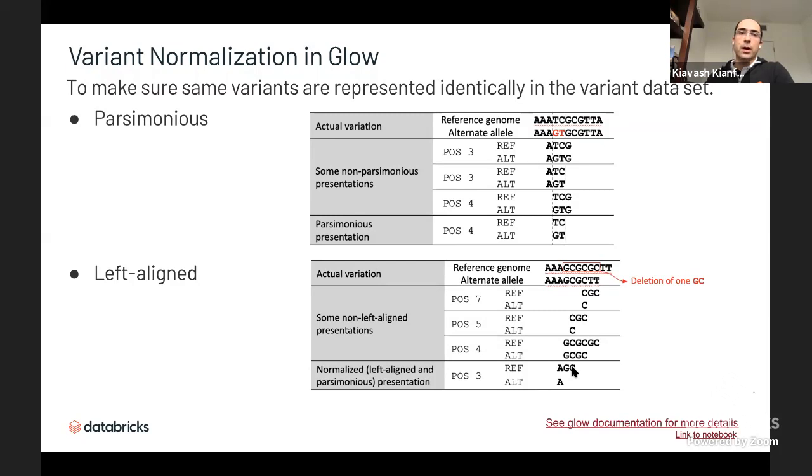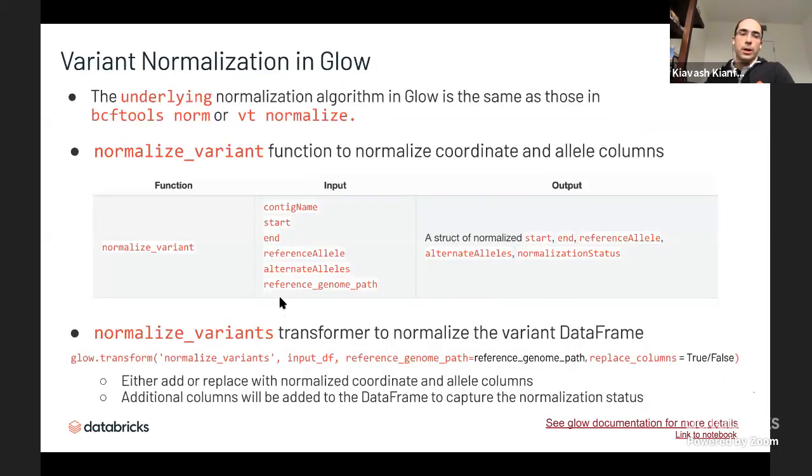The way this is done is again using a function or a transformer. Here I talked about the transformer for the sake of time. So again, you have normalize variants with an input data frame. You have to provide the reference genome path, and there are options to talk about whether you want to replace the current columns with the normalized one, or add them as a new column.